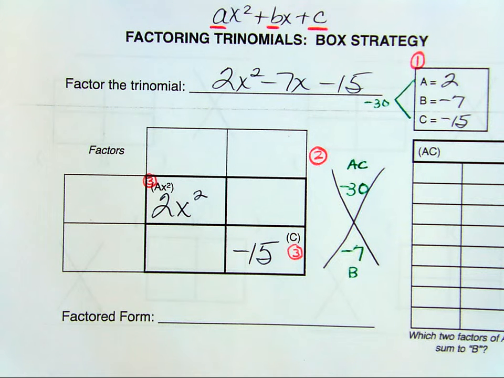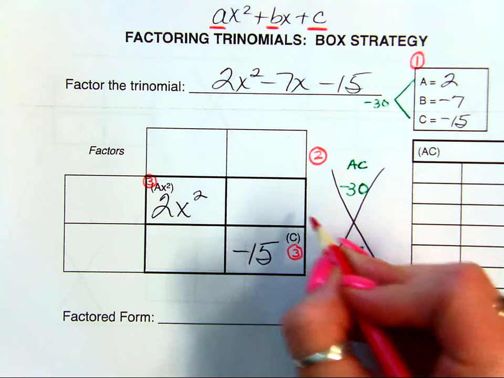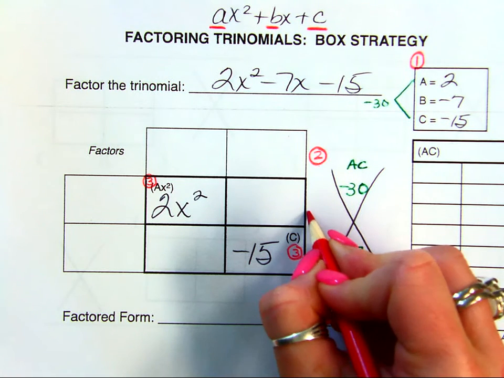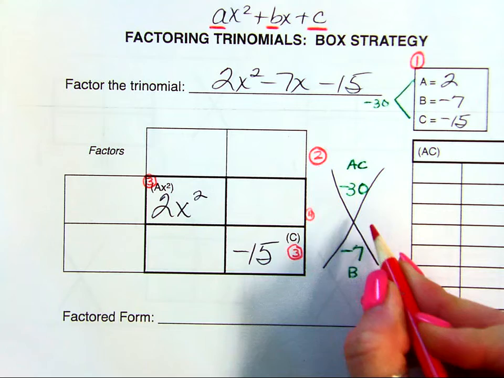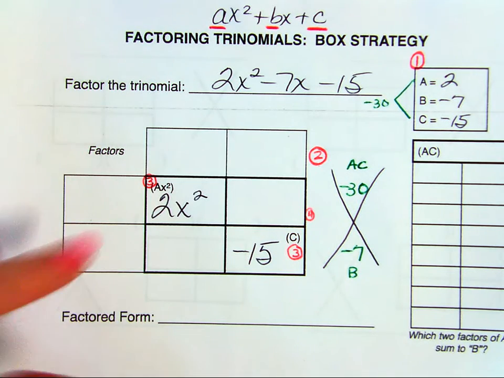Step 4 then. I guess we could have made this step 3, we should have filled this out first. So we can fill this box out right now. So find these two numbers. That's kind of frustrating that I missed that.